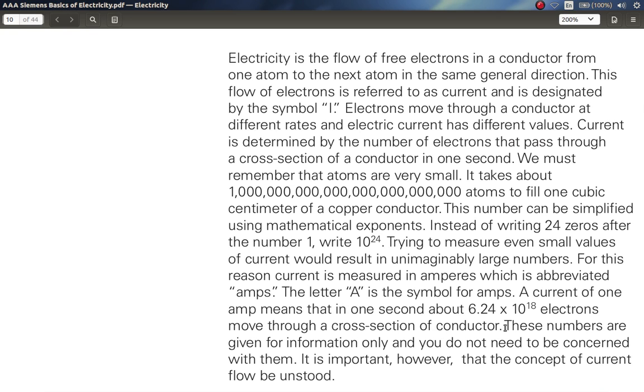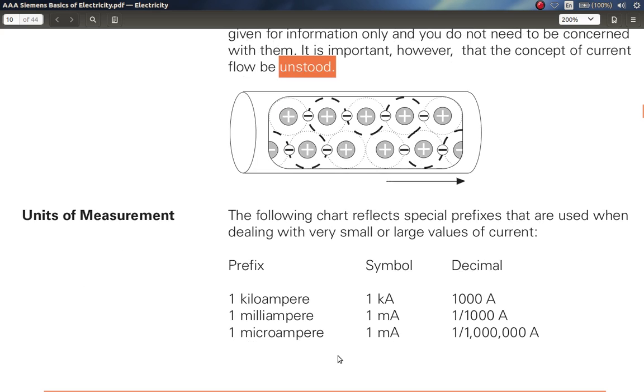These numbers are given for information only, and you do not need to be concerned with them. It is important, however, that the concept of current flow be understood. So you have a cross section of a conductor, and you have these electrons here. The plus would be protons, those are in the center of the atom, in the nucleus. The general flow of electrons is shown by this arrow.